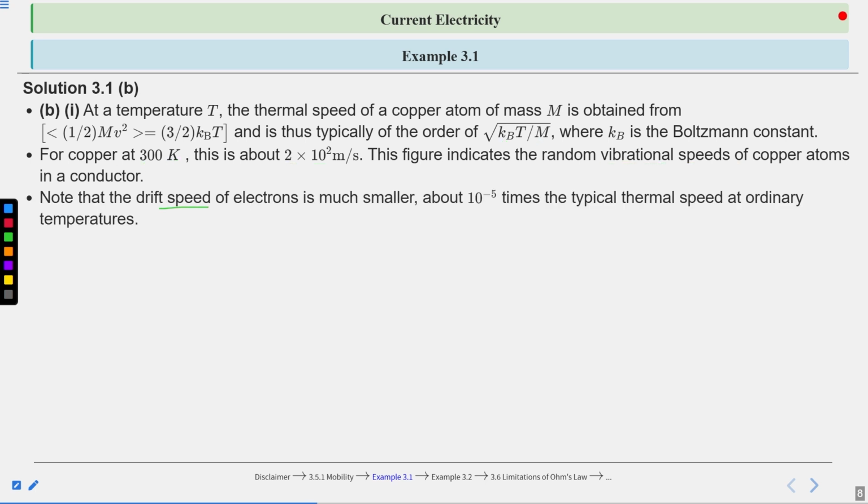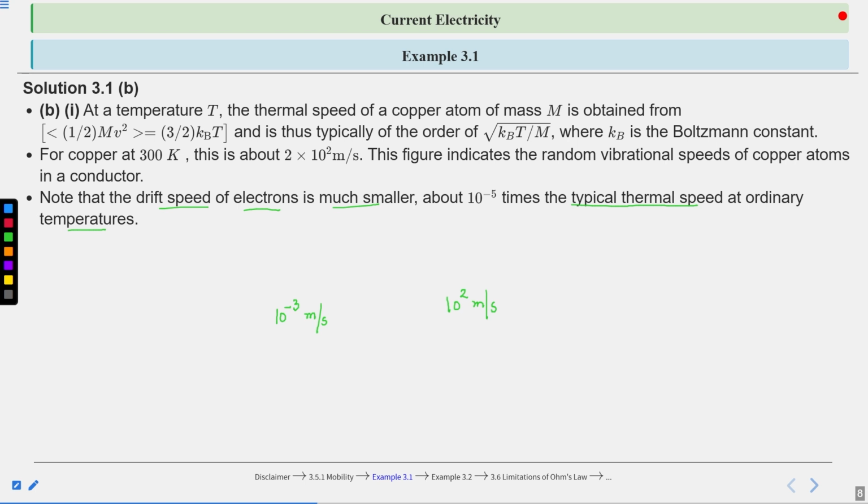Note that the drift speed of the electrons is much smaller. Now we are comparing it with drift velocity. What was the order of drift velocity? 10 raised to power minus 3 meter per second, that is 1 millimeter per second. And the order of thermal speed is 10 raised to power 2 meter per second. So drift speed is much smaller than the thermal speed of copper atoms, about 10 raised to power minus 5 times the typical thermal speed at ordinary temperature.